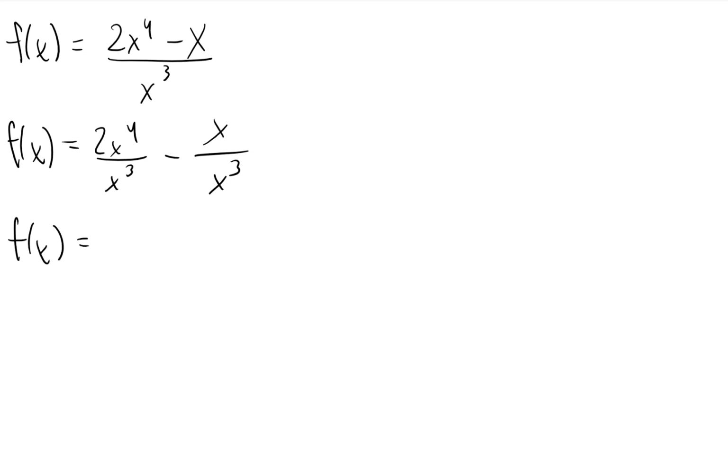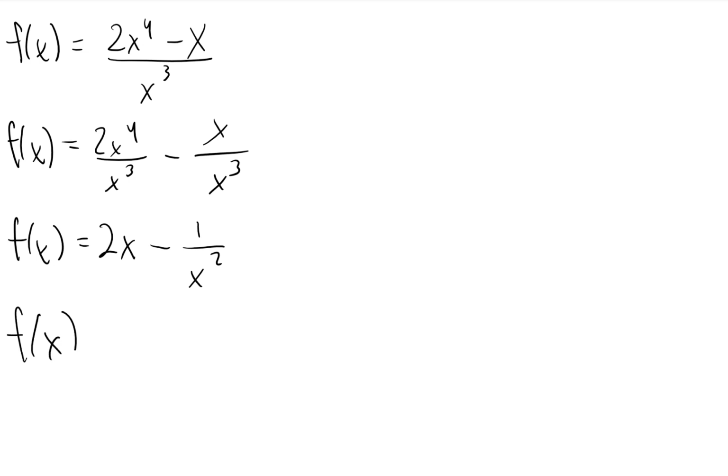Now, if I do that, I can use properties of exponents here and say this x to the third could cancel out an x to the third here, which would leave 2x. And this x could cancel out one of those, which would leave 1 over x squared.